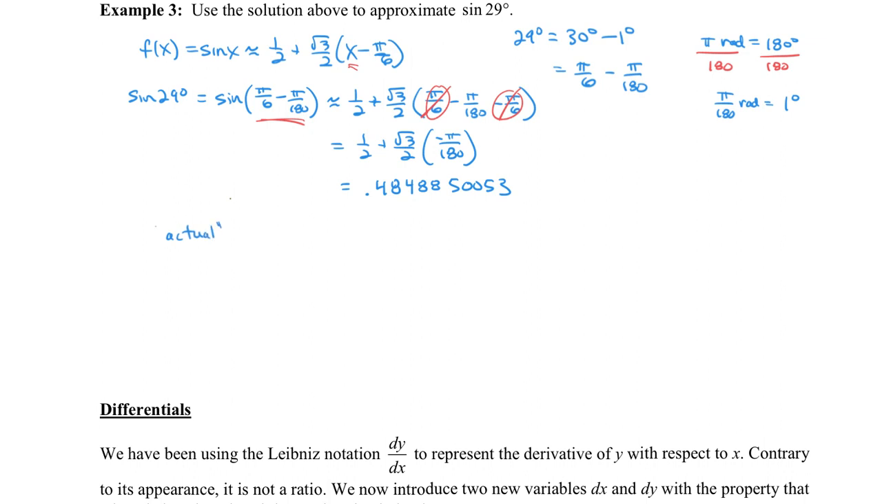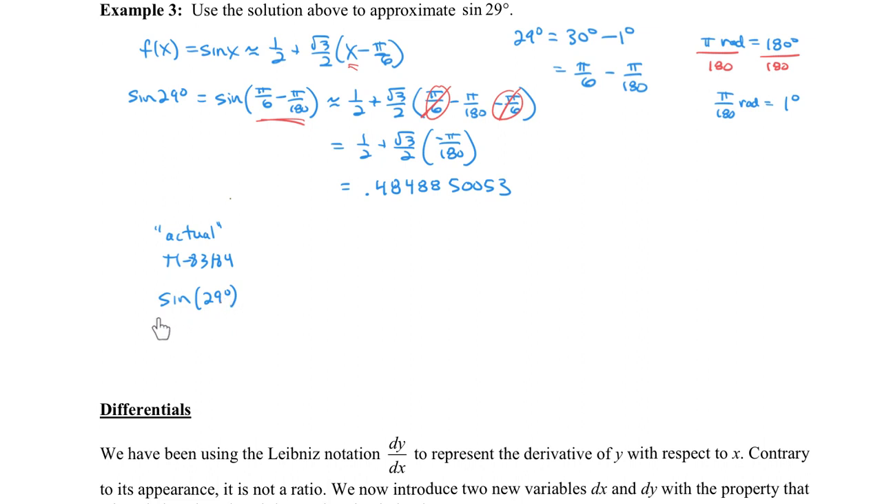I'm going to put actual in parentheses because it's still an approximation, right? But using the TI-83/84, if we go to sine, now my calculator is always in radian mode. So to get it into degree just for this particular problem, I don't want to change the whole mode.